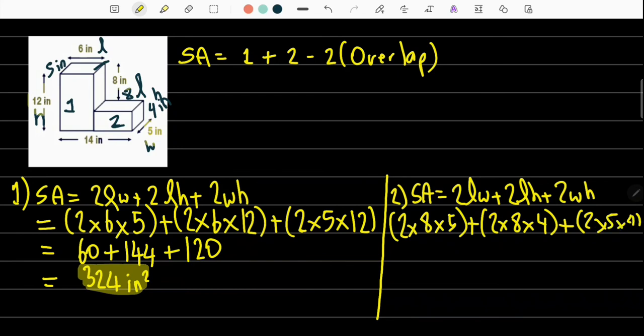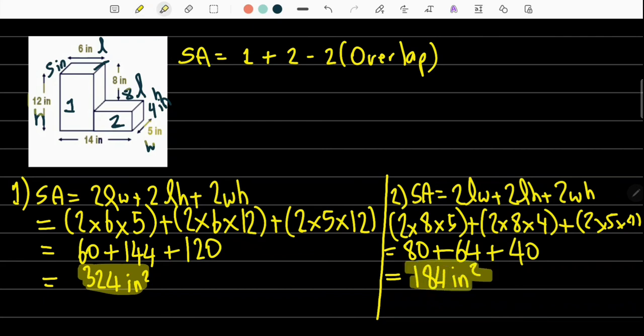There we go. Now let's solve it. 2 times 8 times 5 gives us 80, plus 2 times 8 times 4, which is 16 times 4, is 64, plus 2 times 5 times 4 gives us 40. When we add it all up, we have 184 inch square. So this is the area of figure number two.